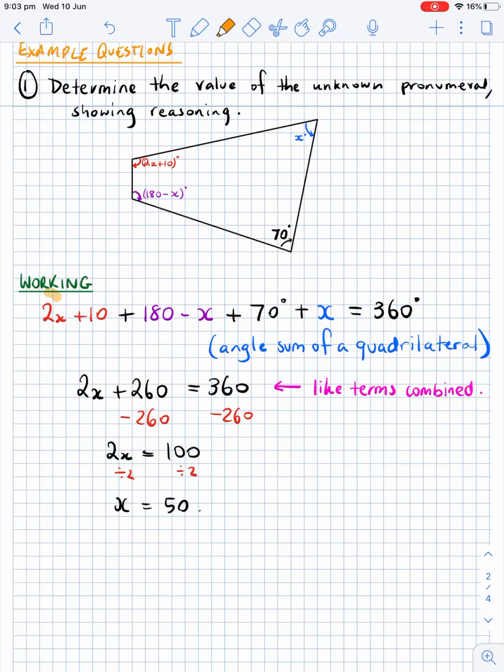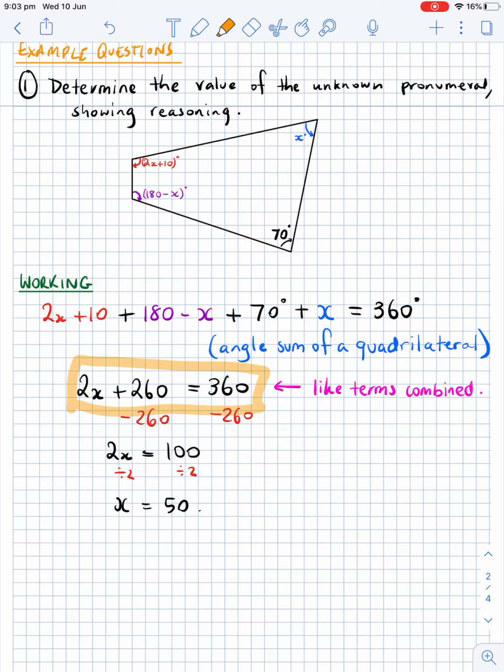Now, with this equation, we need to simplify this left-hand side. We need to add like terms. So 2x and minus x and plus x. So 2x, taking away x, that leaves us with 1x. But then we plus another one. So that brings us back to 2x. And then we've got 10 plus 180, that's 190, plus 70, that's going to be 260, and that is still equal to 360.